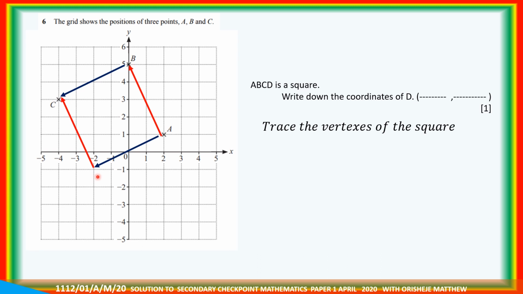So what is the coordinate of the position we are looking for? Position D. So the coordinate of position D, which I mark with X, is going to be, you take the x axis first, that will be -2, then you now take the vertical axis, -2, -1. Alright, let's go to the next question.